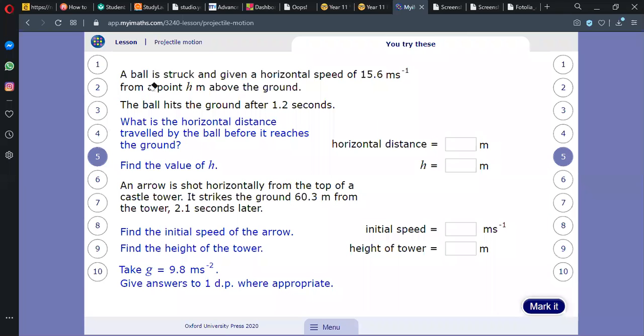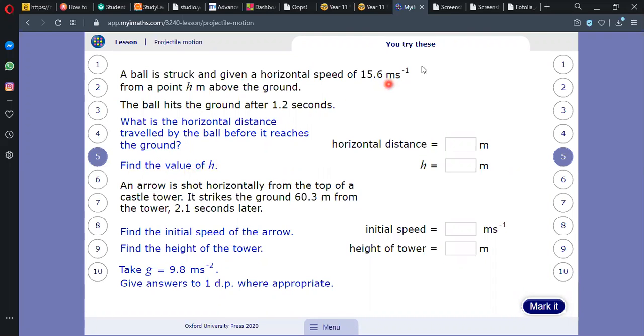Okay, so taking a look at this example now, guys. A ball is struck and given a horizontal speed of 15.6 meters per second from a point H meters above the ground. The ball hits the ground after 1.2 seconds. What is the horizontal distance traveled by the ball before it reaches the ground? That's like an example that we did before. And we are also to find the value of h, which is the height.